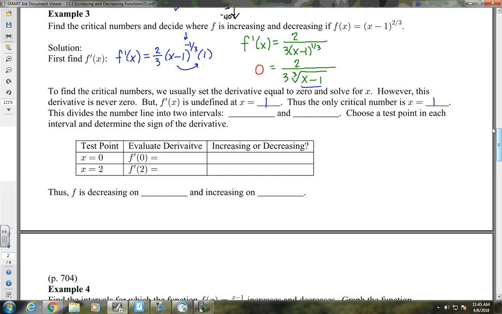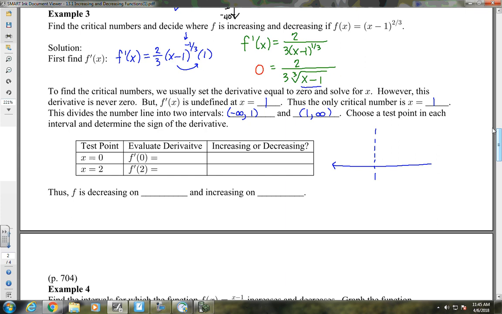Now, this critical number divides the number line into 2 intervals. The left side of 1, we could call that negative infinity to 1, and the right side of 1 to infinity. Remember, use all parentheses with your intervals. Now I can choose a test point in each of these intervals and determine the sign of the derivative. Now, to make it parallel to what we did last time, I'm going to make my number line again. It's helpful to see where everything is going.